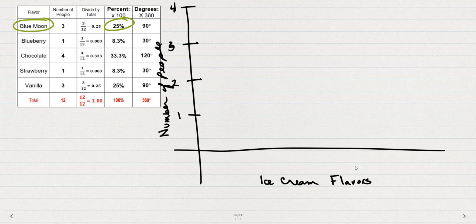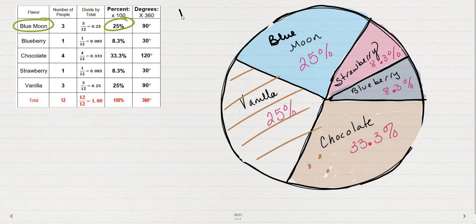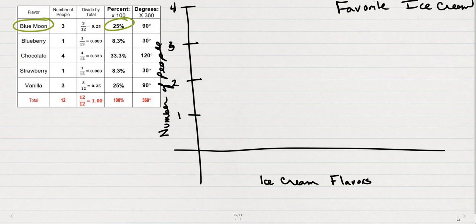For this one, I'm going to write the title here, favorite ice cream. I'm going to go ahead and go back here to my circle and add that title because that's an important part. So we've got a title there for the graph.